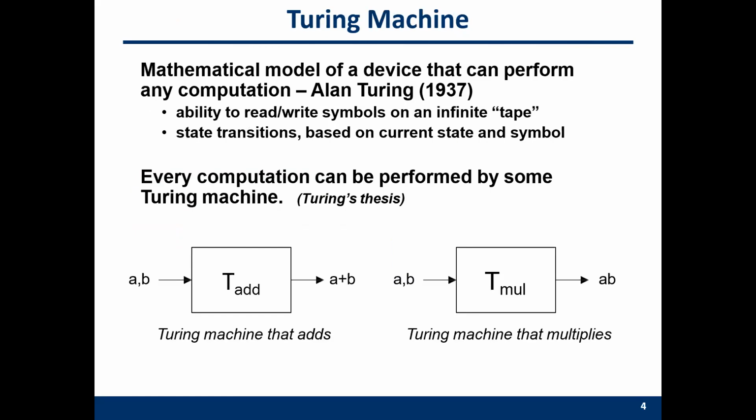because all the computer systems are actually Turing machines. They have the same abstract model like this. All the computers have the capability of reading and writing some symbols on an infinite tape. They have state transitions based on the current state and symbols. The symbol indicates the input. So every computation, every operation is actually implemented by some Turing machine, for example, addition or multiplication.